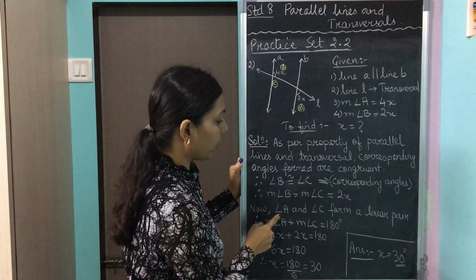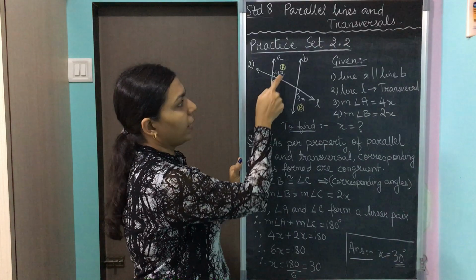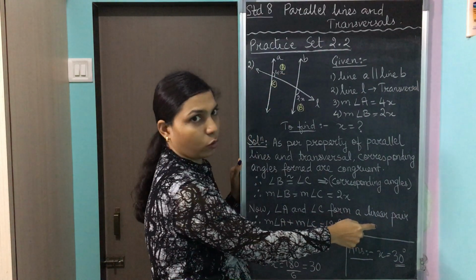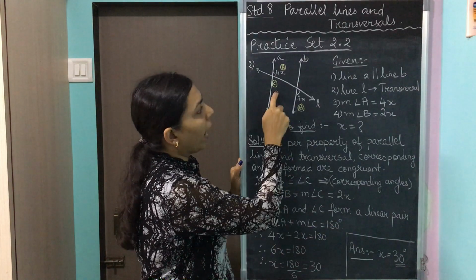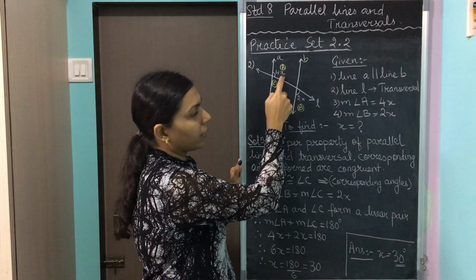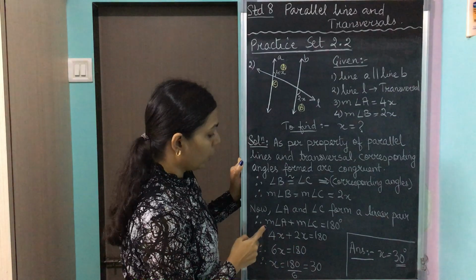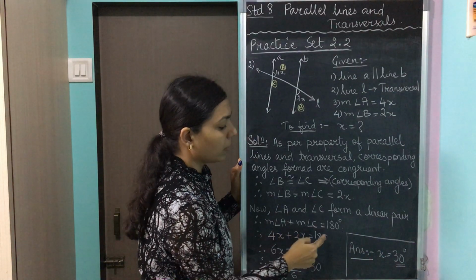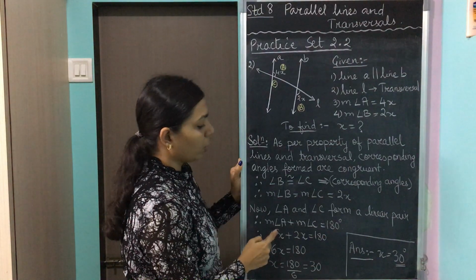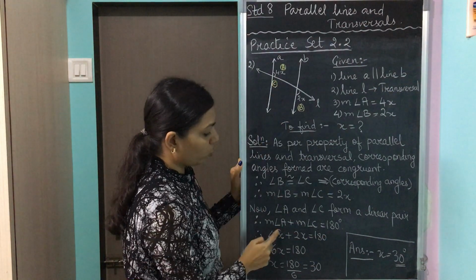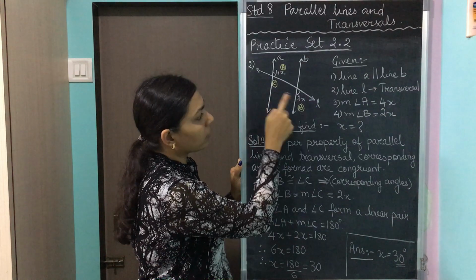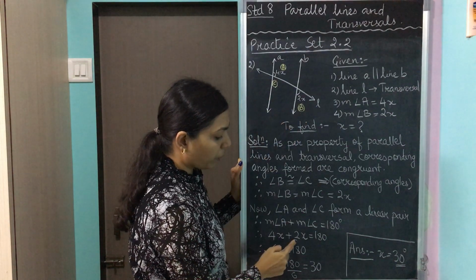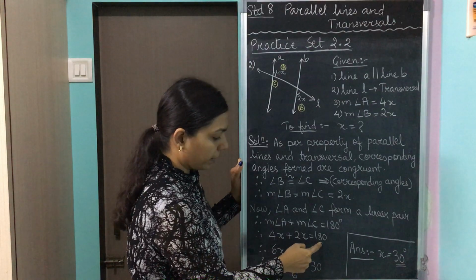Now if you look at angle A and angle C, they are forming a linear pair. That means when you add up the measurement of both these angles, it will be 180 degrees. So the measurement of angle A plus the measurement of angle C gives you 180 degrees. Angle A is given to you as 4x, and 2x is what you have found out as the measurement of angle C. So 4x plus 2x is equal to 180 degrees.